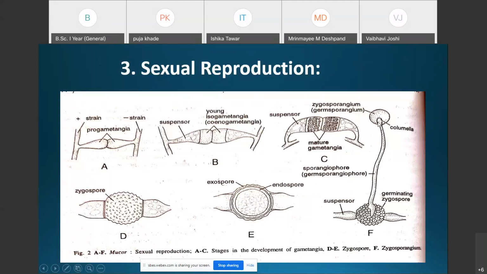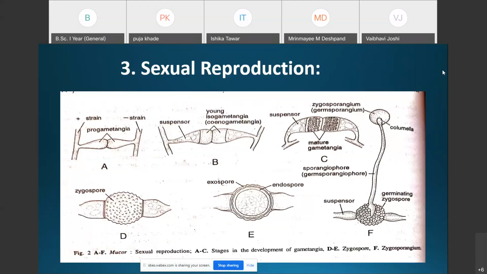Rarely does more than one sporangiophore arise from a single zygospore. Generally, only one sporangiophore arises from the zygospore, but rarely more than one may arise from a single zygospore. These sporangiophores may be branched, and they may also be unbranched. That is how the new mycelium of Mucor is developed by sexual reproduction.